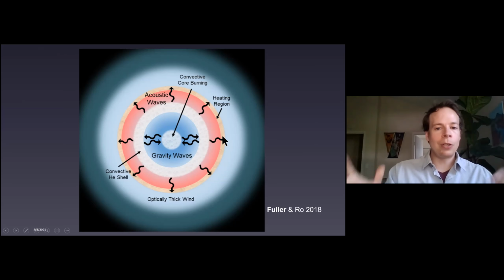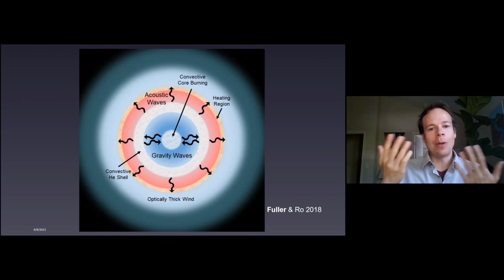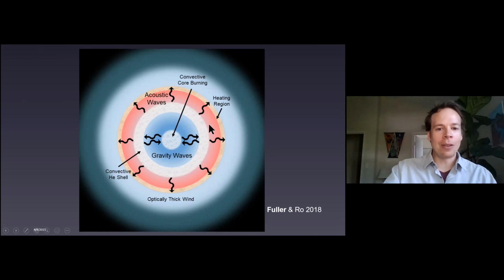So it's similar to what we saw for red giants, where you had convection at the outer layers, exciting waves that go into the star. In this case, we're thinking about convection in the core of the star that excites waves that then go to the outer layers of the star.